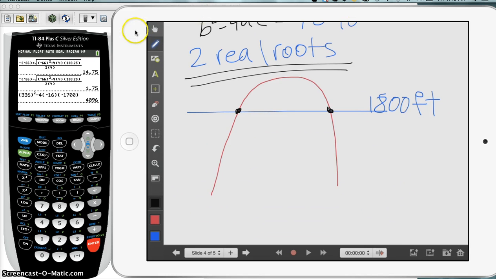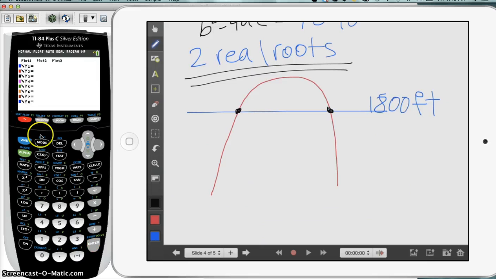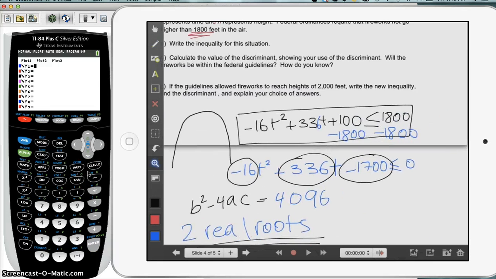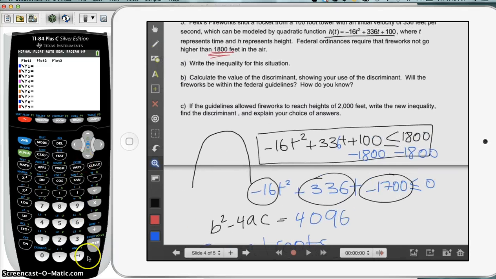Now another way to do this is that you can put it in your calculator. You go to y equals, and let's put the equation that they gave you, just to see it on the calculator: negative 16x squared plus 336x, then plus 100. You put the main equation that they gave you, and you put the 1800 in your y2. Now, as you can see, the y has to be more than 1800.